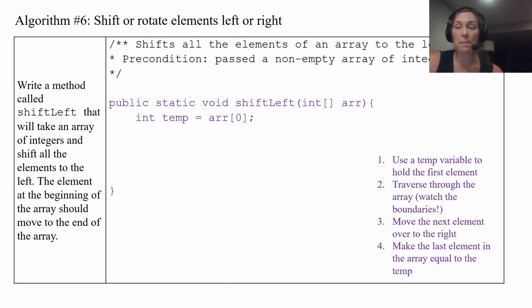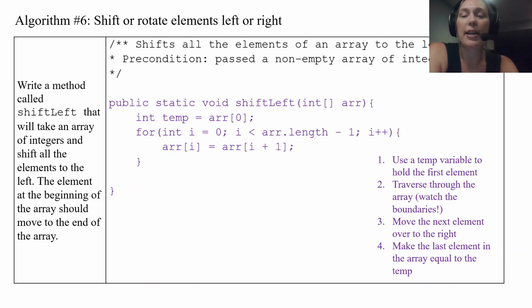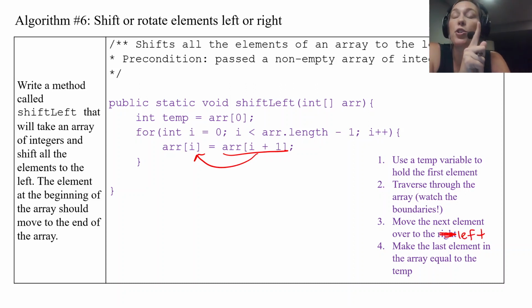So step 1, I use a temp to hold the first element. Perfect. Then I'm going to traverse the array watching boundaries. So you'll notice how I start at i equals 0, and then I have this arr.length minus 1. Okay, and that's the first time this is popping up in our algorithm. So why do I have that in there? Well, inside the traversal, I want to move the next element over to the left. Sorry, remember I misspoke on this. I want to move the next element over to the left, so that 6, 5, 3, and 2.